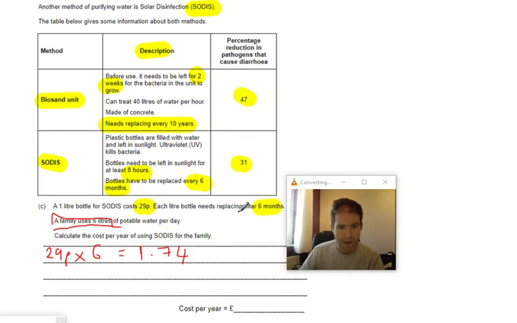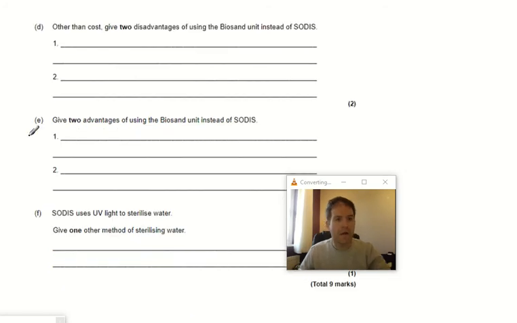And we need to replace that every 6 months. So we need to times that by 2 because we need to replace that every 6 months. That equals £3.48. So down here we write £3.48.